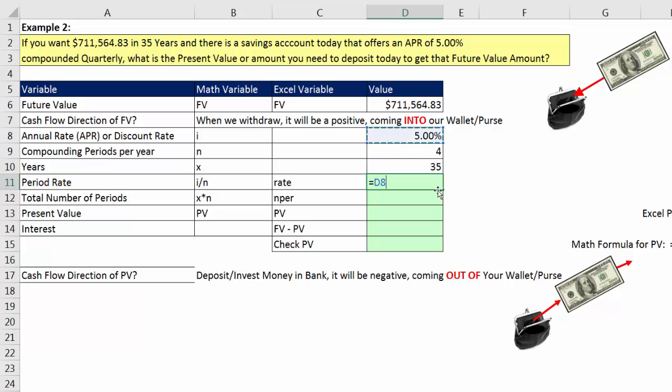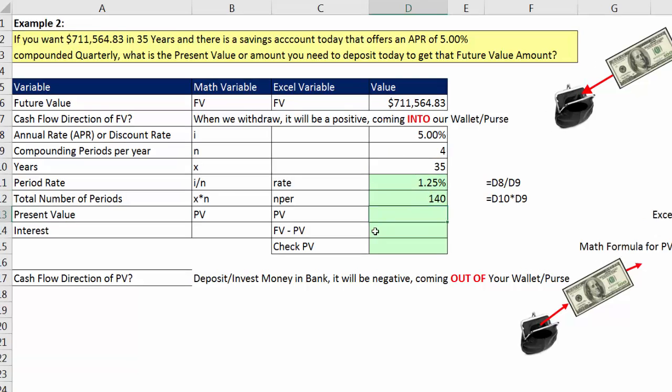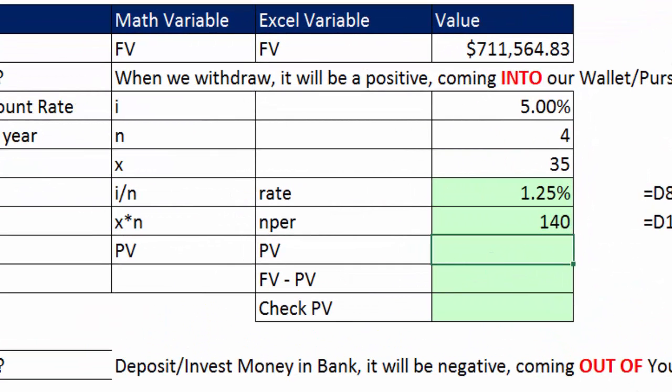Now we can calculate period rate. Equals, there's our 5% divided by our quarters. Enter. Total number of compounding periods. Equals, that's going to be our total years times number of compounding periods per 1 year. And enter. So 140.